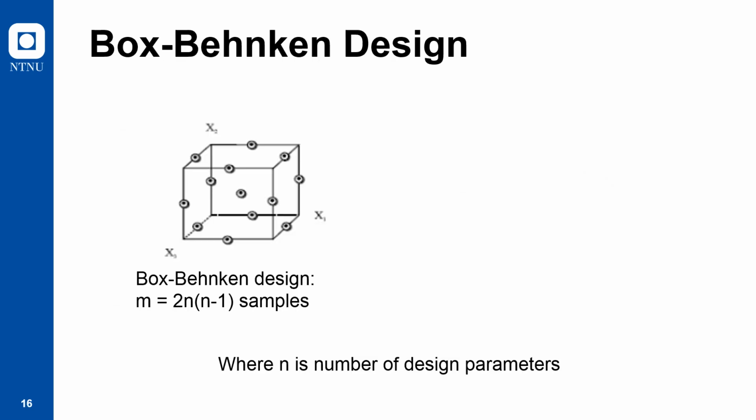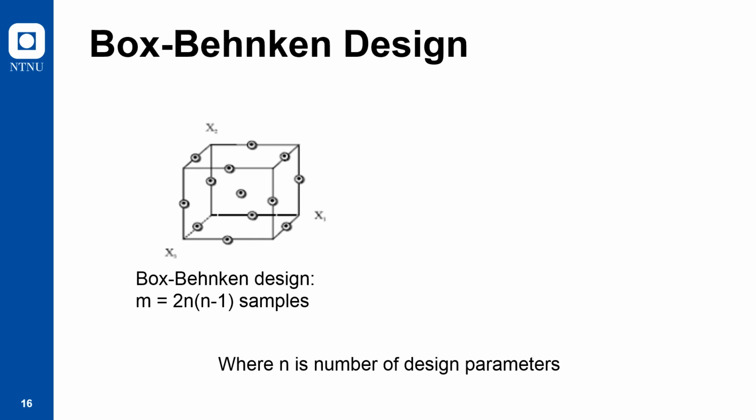For my problem, I have chosen to use Box-Behnken Design method. It is a three-level method, meaning that it uses combinations of the design parameters from three levels: an upper, a lower, and a center value. The center value will correspond to the reference value of my design parameters, and the upper and the lower value will correspond to plus minus 30% of this.